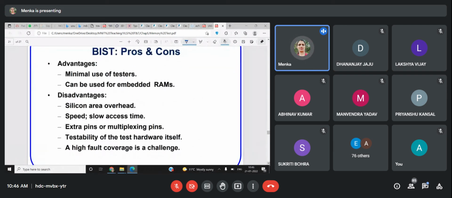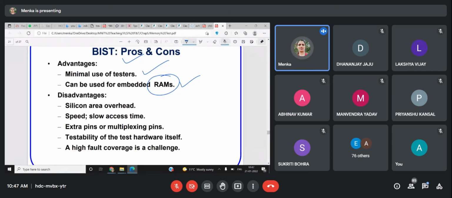What are the pros and cons of built-in self-test? There are some advantages. Minimal use of testers. It can be used for embedded RAMs. Embedded RAMs are the RAMs which you cannot visualize. These are inside your processor. So these are good for embedded RAMs.